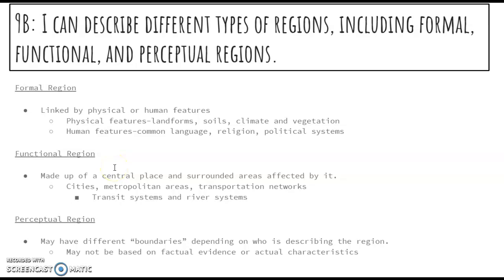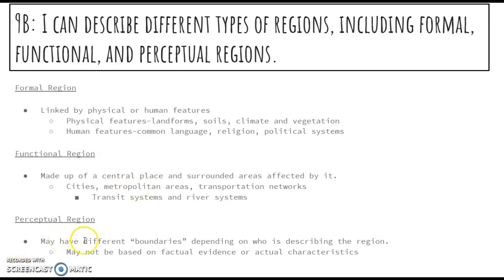So like here in Houston, we have downtown. Downtown has jobs. That's where people go and work. So it serves a function for all the surrounding areas like Pasadena, Clear Lake, Pearland, Sugarland, Katy. And then all the transit systems, all the freeways and the interstates that allow cars and buses to go down, that would be considered a functional region because they serve a function to get people to and from a place. Then you have perceptual regions.